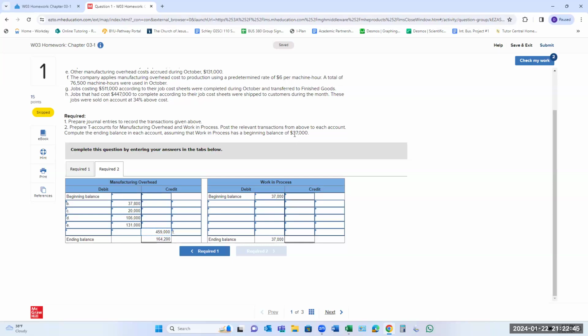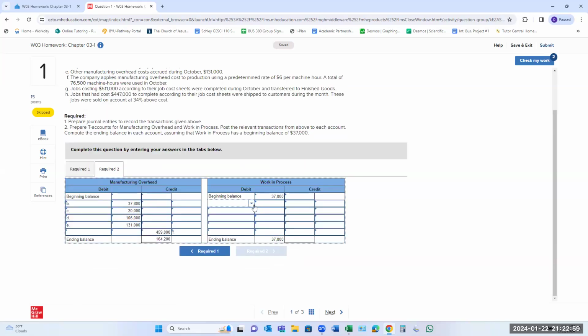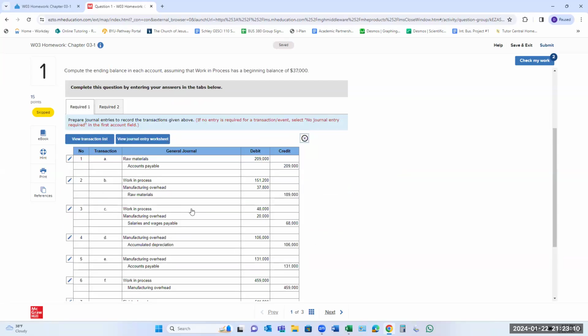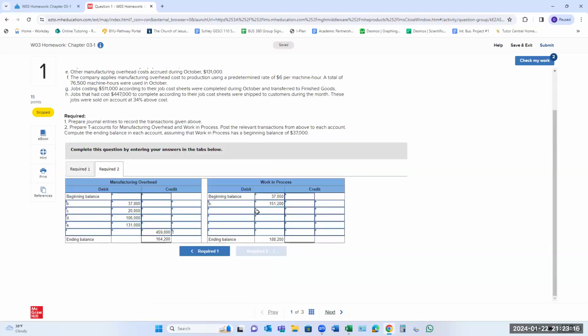and I've remembered to put in the beginning balance that they told me about. Okay, work in process. So B, work in process, 151,200 debit. B, okay. C, work in process, 48,000 debit. Whoops, that's not what I wanted to do. C, 48,000 debit.